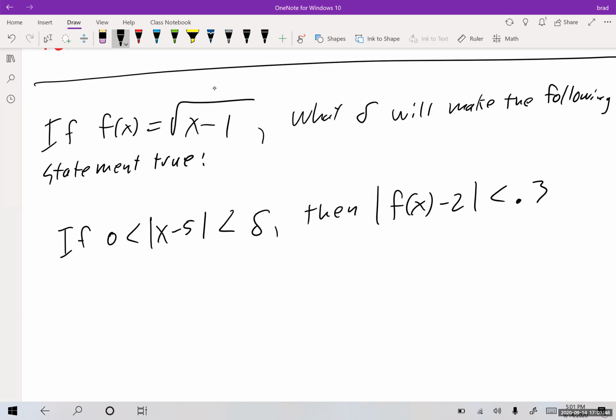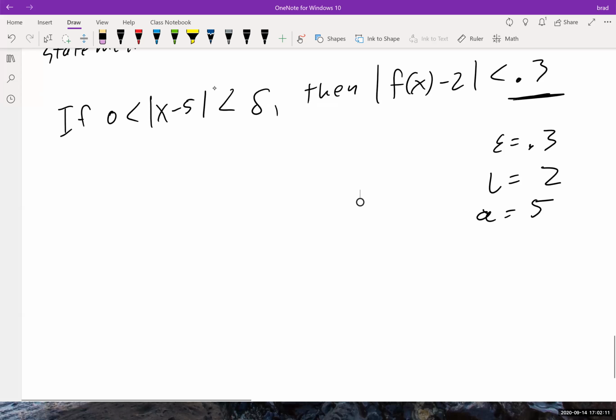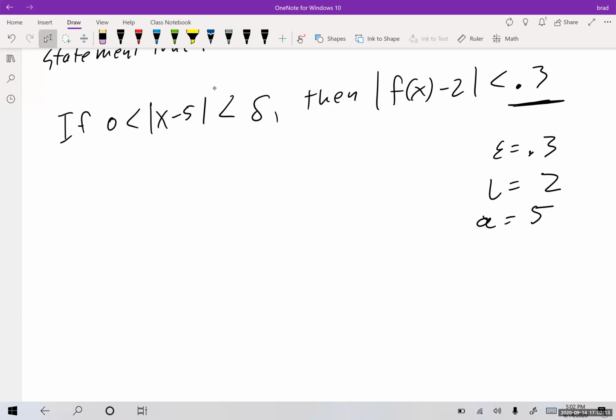So this is very similar to the very first problem we did, where they're actually telling you epsilon. We know that epsilon is 0.3. We know that the limit is 2, and we know that a is 5, right? And I'm just taking that, here's a, here's the limit, here's epsilon, okay? So I'm just taking that from what I know about this formula and where everything is located. So you can either draw a picture if you'd like. It's really up to you. I think I'll draw a picture for this one.